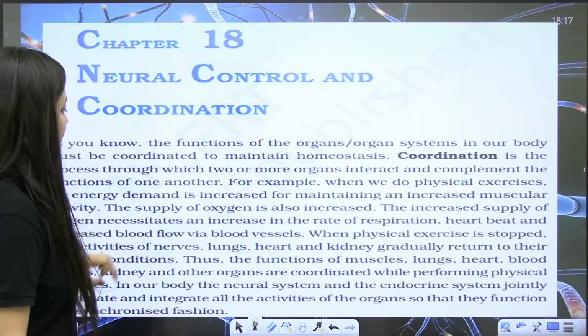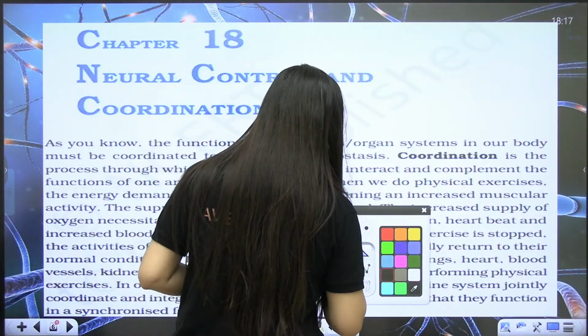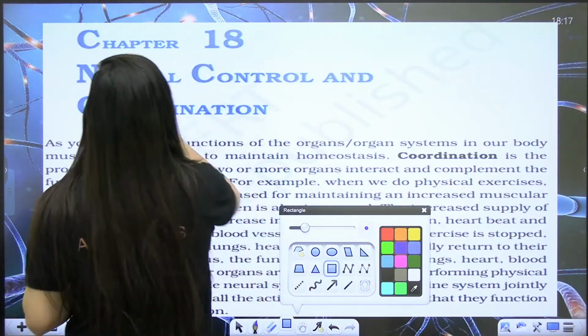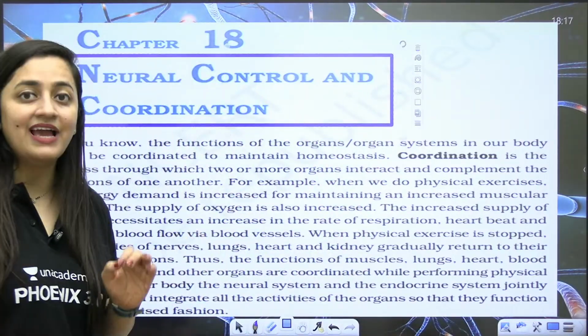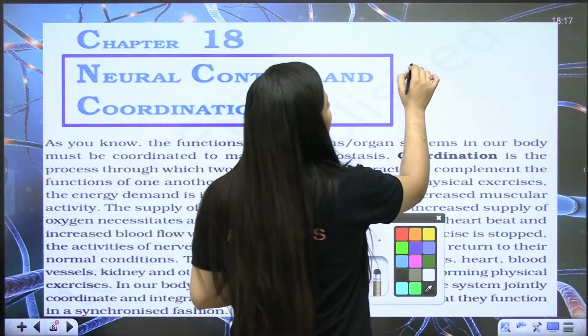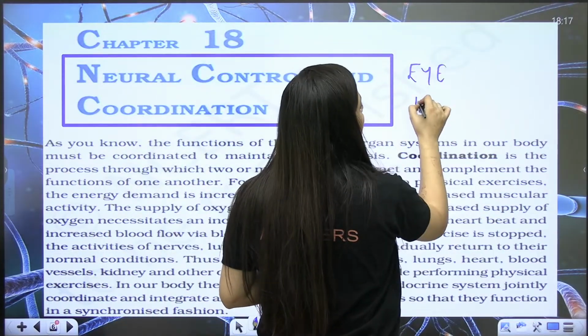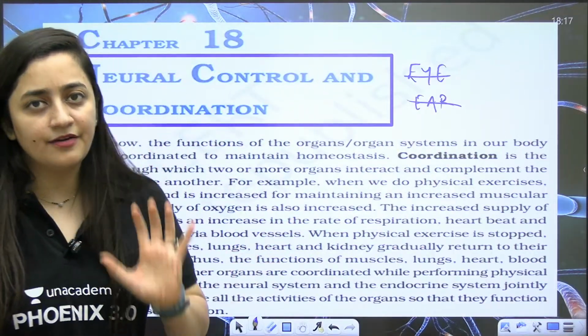Now let's start the chapter, neural control and coordination. It is chapter number 18 as per your new NCERT, and this is what we have to follow. You know very well that the eye and ear are not part of the syllabus anymore. These two topics are deleted from your syllabus.